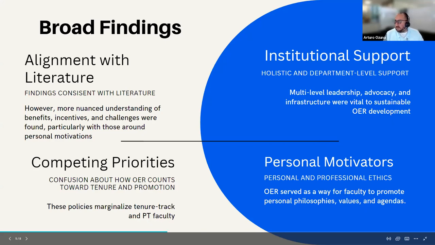And then the added piece of personal motivations, right? What I found is that there were all these different reasons why faculty decided to engage in this work. And ultimately, OER served as a way for faculty to promote personal philosophies, to promote the values that they cared about or that their discipline cared about, or even in some cases, personal agendas, like passion projects, so to speak. So those were the big, broad findings.